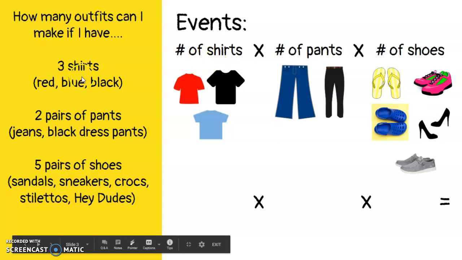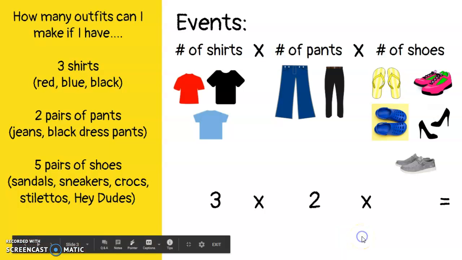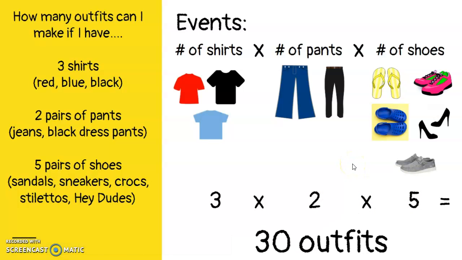So I have how many shirts? Well, look back. I have 3 shirts. I have 2 pair of pants. And I have 5 pair of shoes. So in this case, I would just multiply all of my number of items in each event. So 3 times 2 is 6, and 6 times 5 is 30. So I have 30 total outfits. That's a lot easier than trying to figure out how many outfits instead of trying them all on.